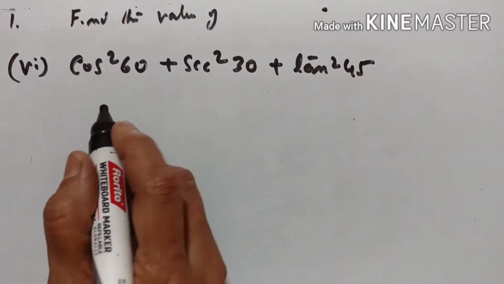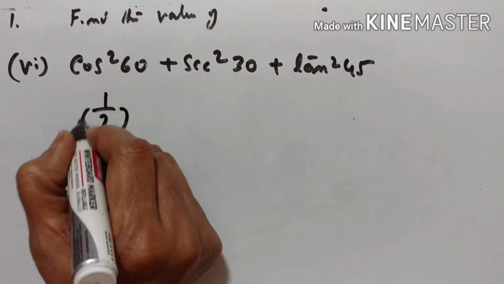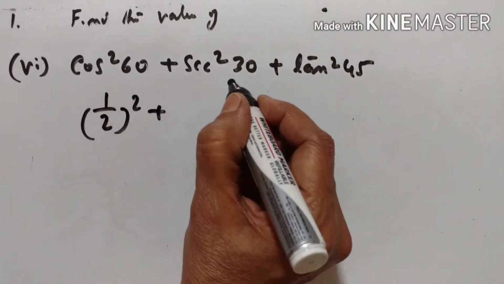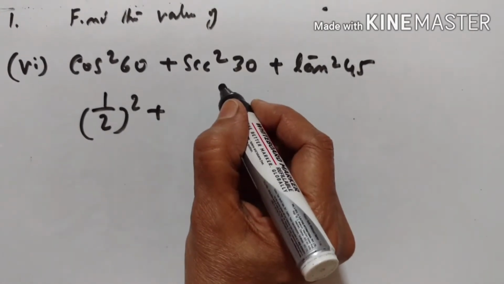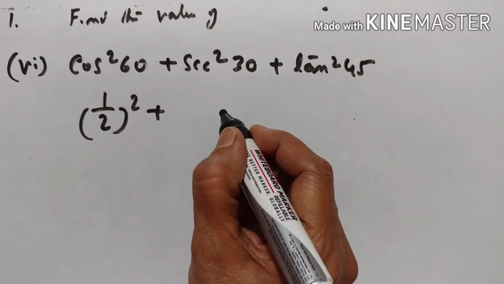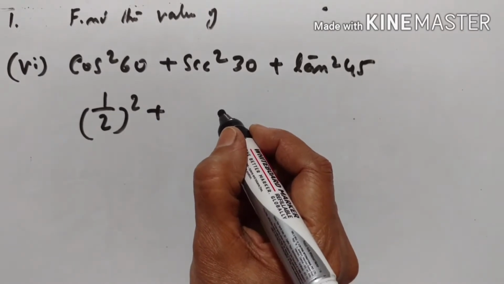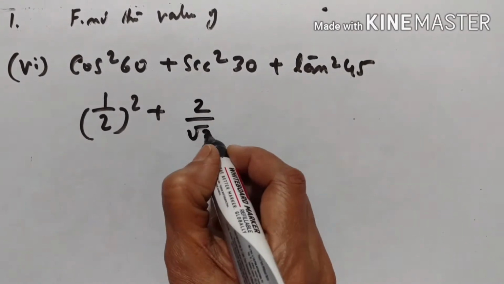Cos 60 is equal to half. Cos squared 60 is equal to half squared. Sec 30: sec 30 is equal to what? Cos 30 is equal to square root of 3 upon 2. Sec is the reciprocal, so 2 upon square root of 3, squared.